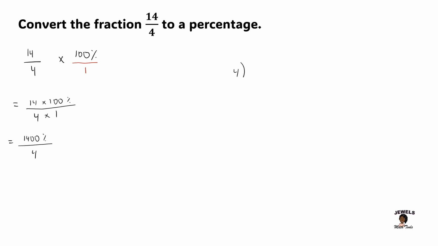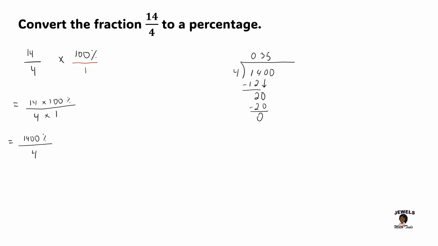And now we're going to move into our long division to find out what is our percentage for this fraction. So 4 can divide into 1, so we will add a 0 above the 1. 4 will divide into 14 3 times. 3 times 4 is equal to 12. 14 minus 12 gives us a remainder of 2. We're going to bring down our 0, changing 2 into 20. 4 goes into 20 5 times. 5 times 4 is 20, and 20 minus 20 is 0.